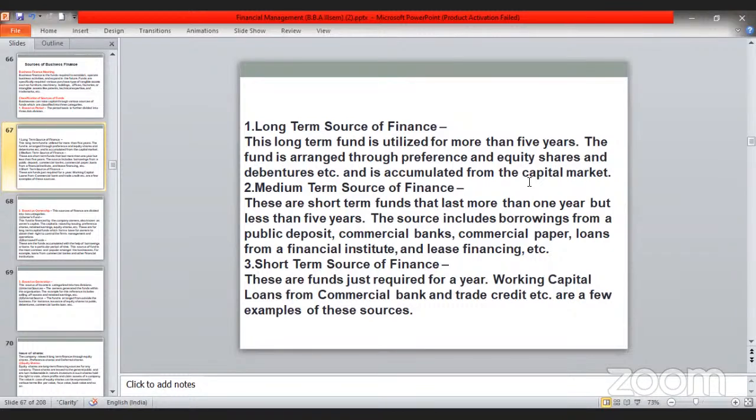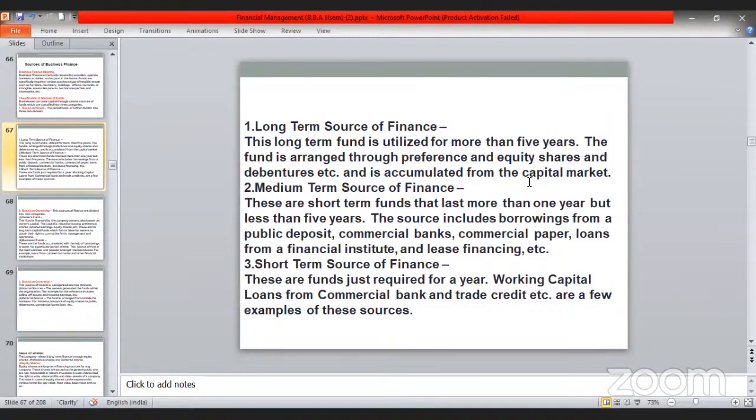The next one is medium-term sources of finance. These funds last more than 1 year and less than 5 years. These sources include borrowing from the public, deposits, commercial paper, loans from financial institutions, and lease financing. All of these come under medium-term sources of finance.